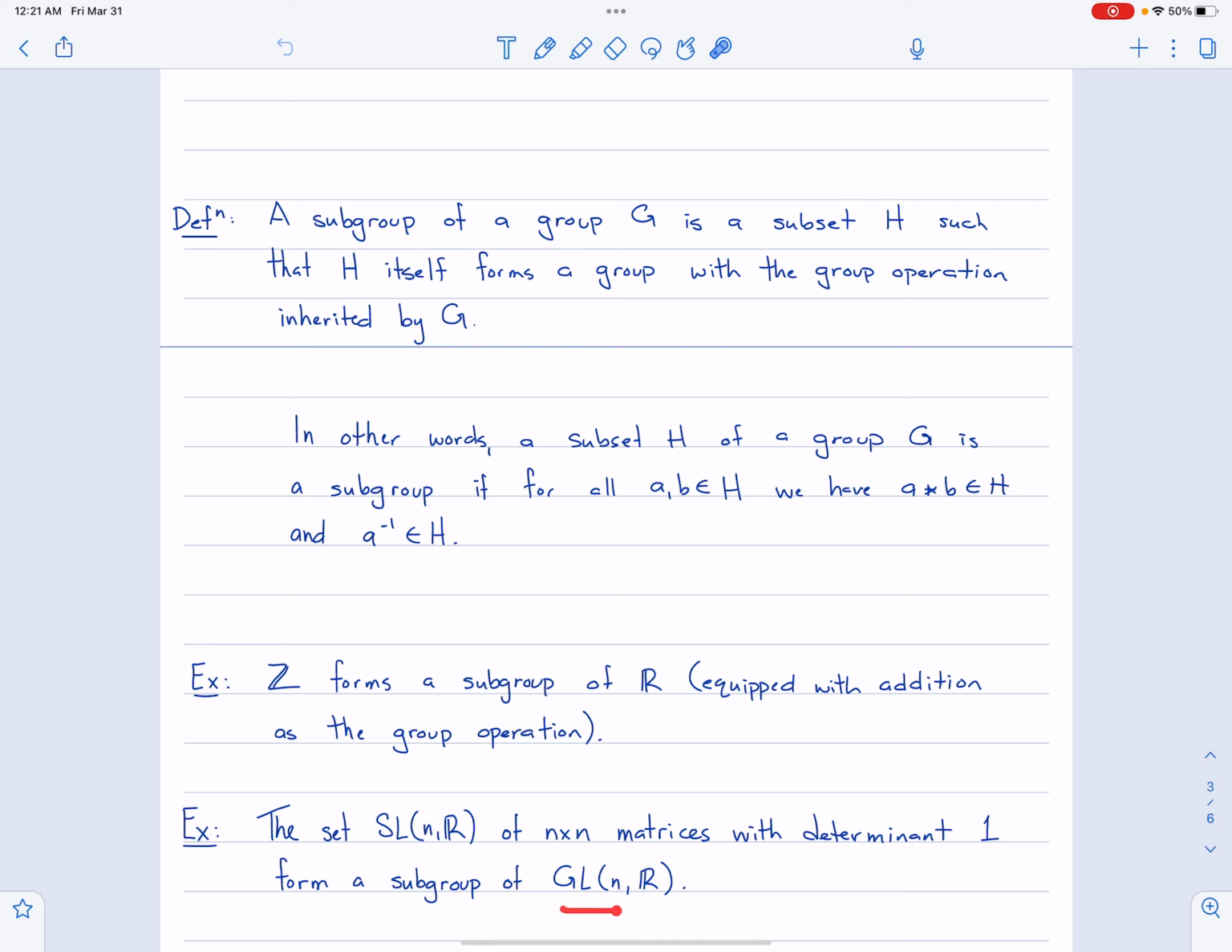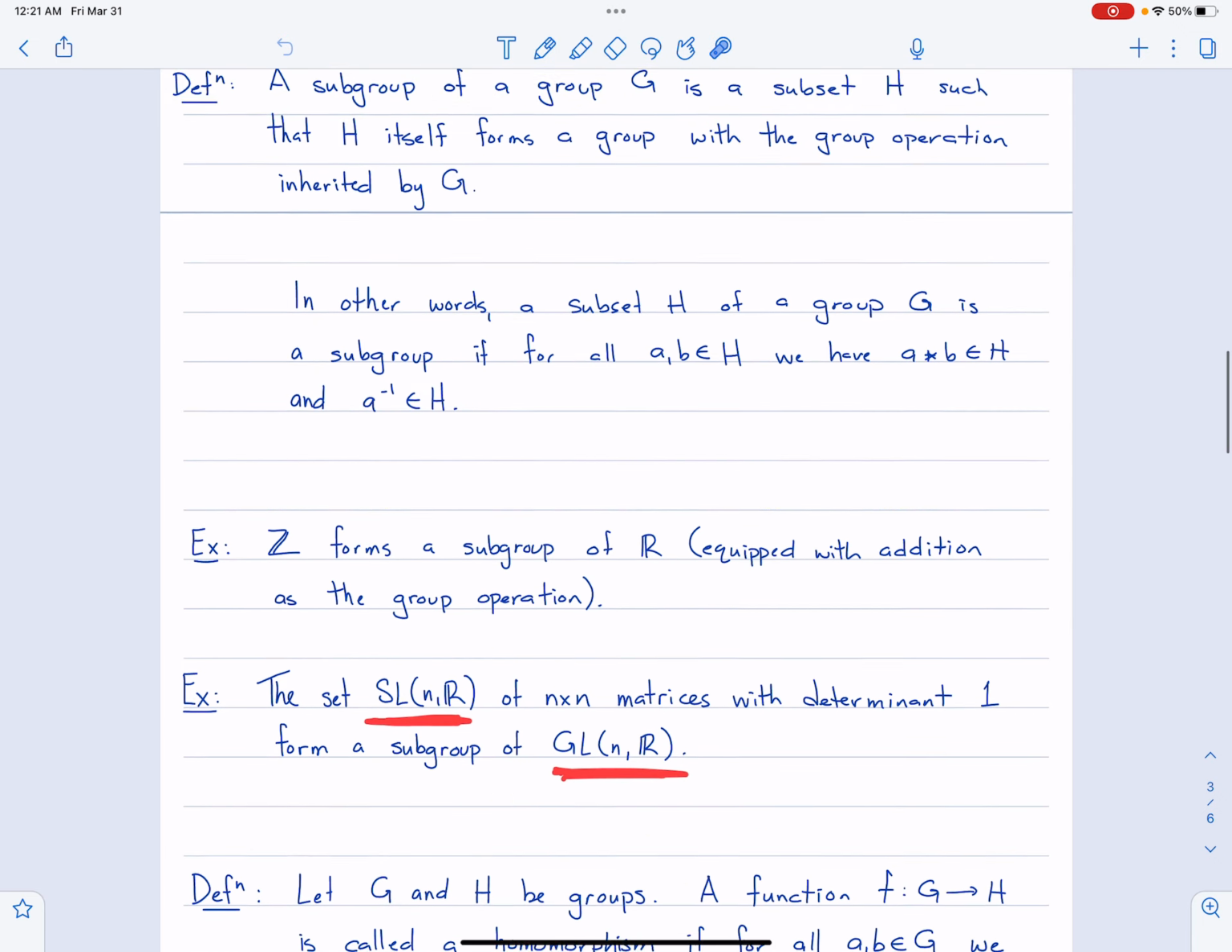Looking at our other example, the general linear group, or the set of invertible n by n matrices, instead of just looking at invertible n by n matrices, I could look at the set of all n by n matrices with determinant 1. Now, if I take two n by n matrices with determinant 1, and I take their product, I'm going to get another n by n matrix with determinant 1. If I take the inverse of a matrix with determinant 1, I'm going to get another matrix with determinant 1. So this set here, we call it the special linear group, is a subgroup of the general linear group.